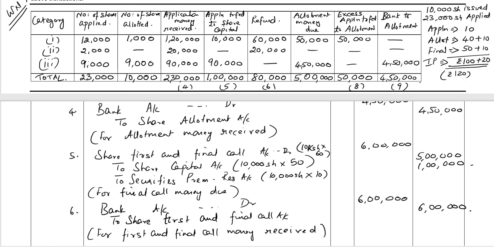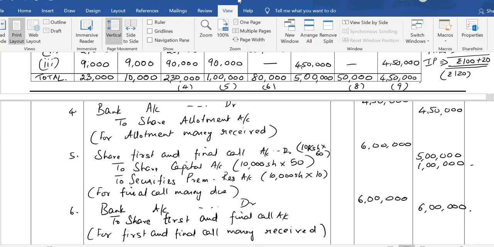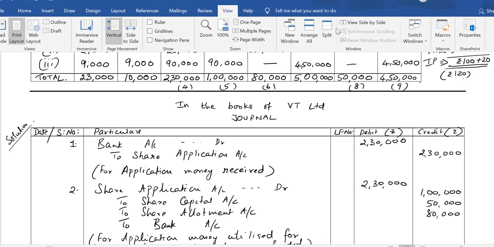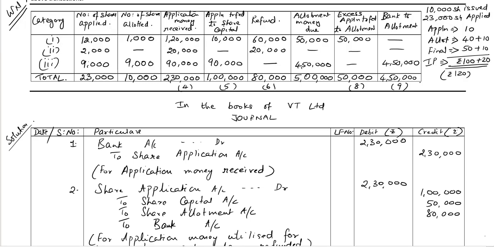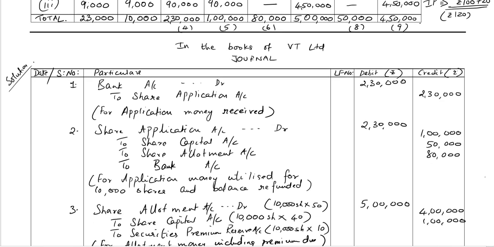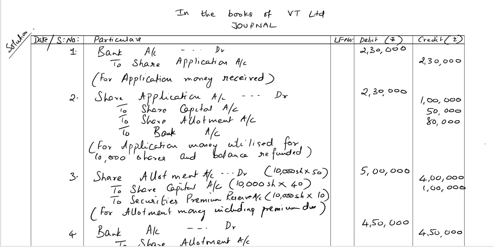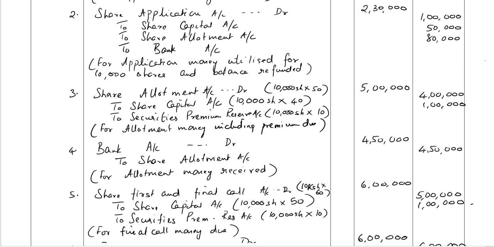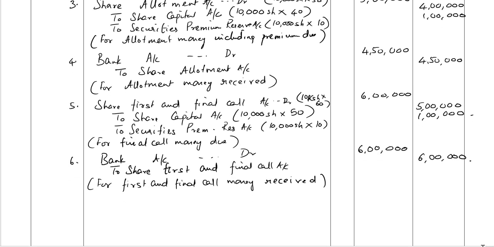We've completed the entries. I'll remove the split. We can view the journal entries all together. So that's the table at the top part of the working notes, followed by the journal entries. The first screen, and the second screen.